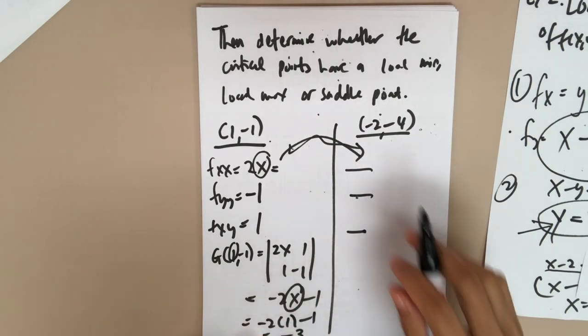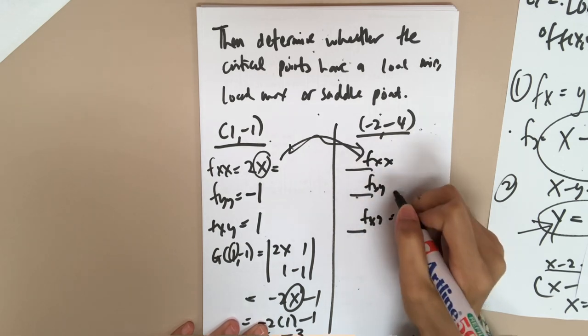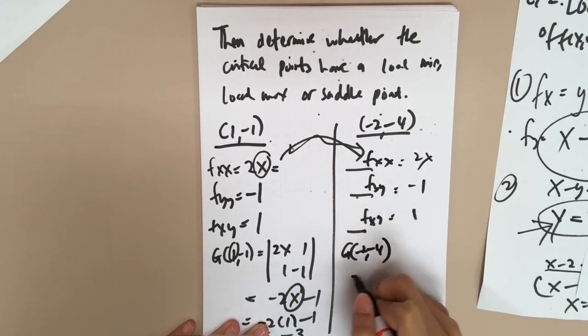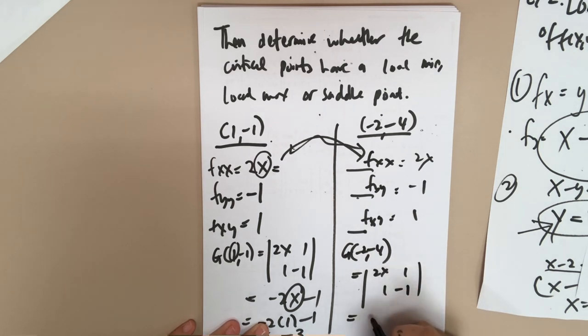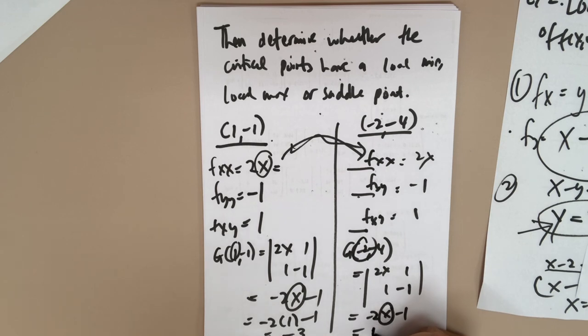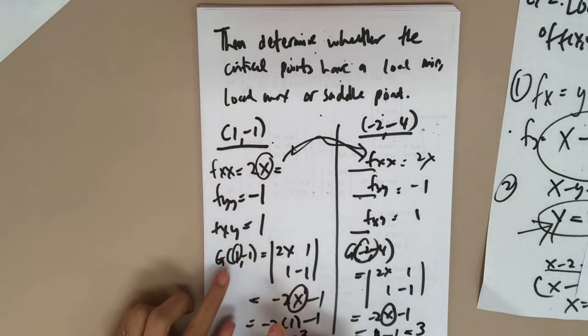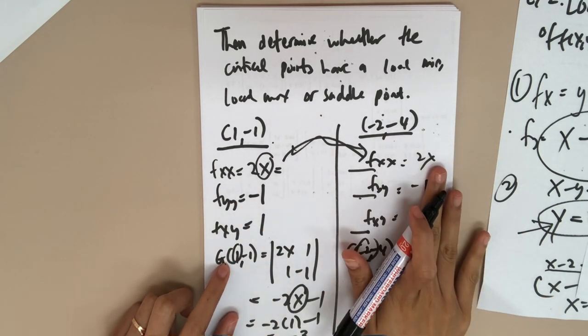For the second one, f_xx is the same, 2x. Now g(-2,-4): 2x times -1, minus 1. So this x we will replace with -2. So it will be 4 minus 1, it will be 3. So now you need to find whether the point (1,-1) is local max, local min or saddle, and you do the same thing for the other point as well.